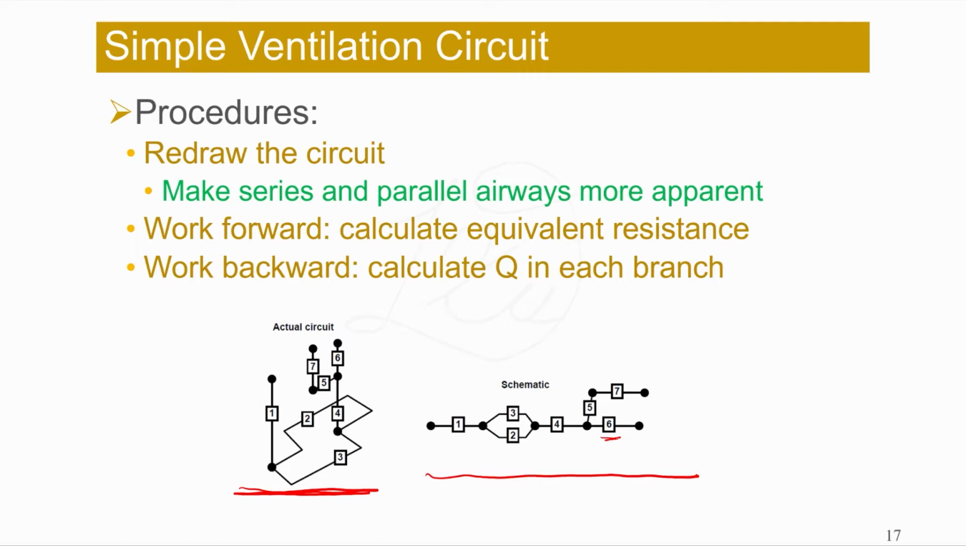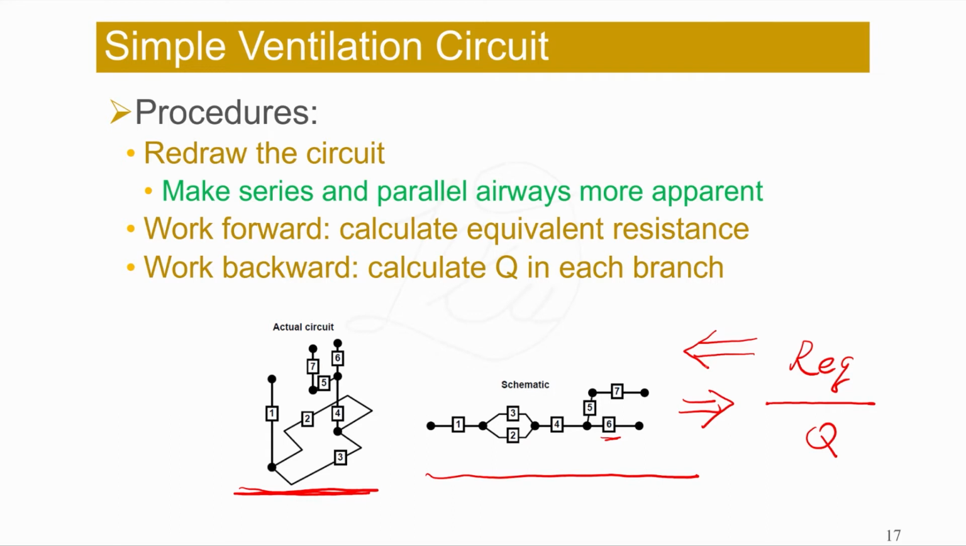The second step is to work forward to calculate the equivalent resistance. Eventually, we want to reduce this ventilation network to one single airway with an equivalent resistance and quantity flowing in the airway. The last step is to work backward to solve the airflow rate in each individual airway.